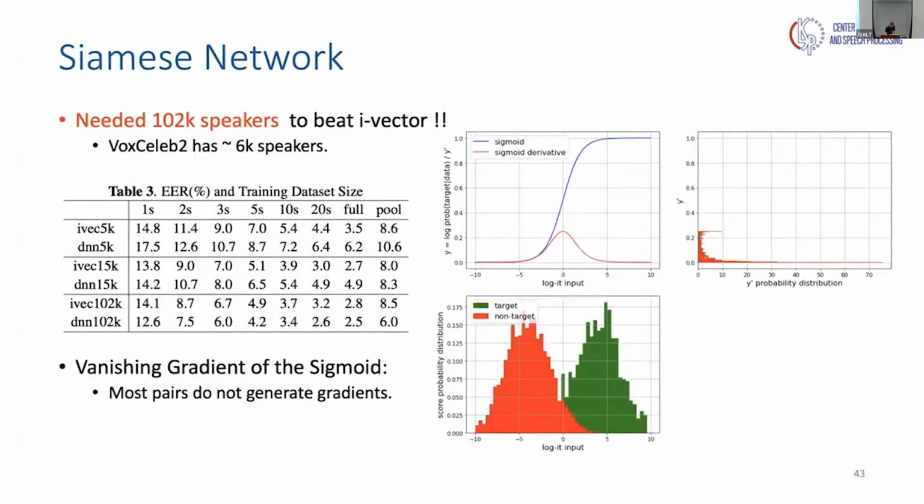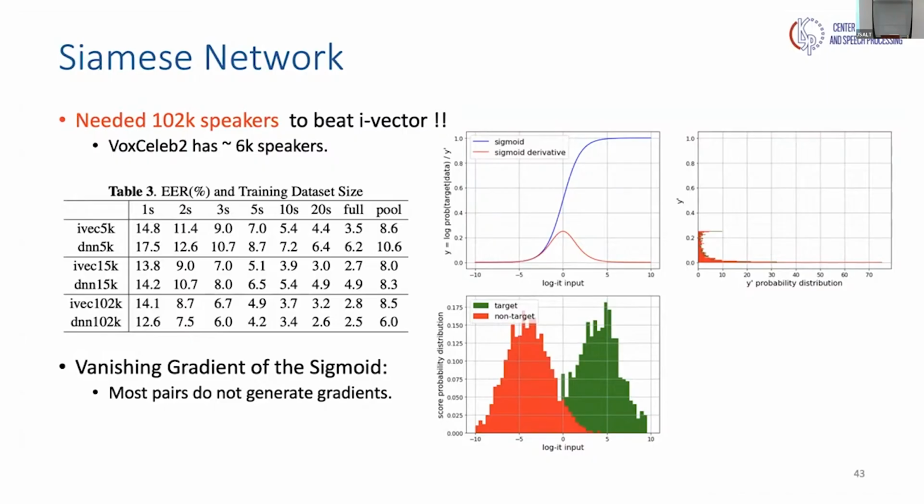And this method did not work that well because it needed a lot of speakers to be able to do better than I-vectors. So here we have I-vectors trained with 5,000 speakers, and DNN model trained with 5,000 speakers, and here we have the model trained with 100,000 speakers. And this method, to be able to get a significant improvement over I-vectors, needed to train with way more speakers, at least 15,000 or 100,000. And the reason why that happens, we think, is because of the vanishing gradient of the sigmoid.